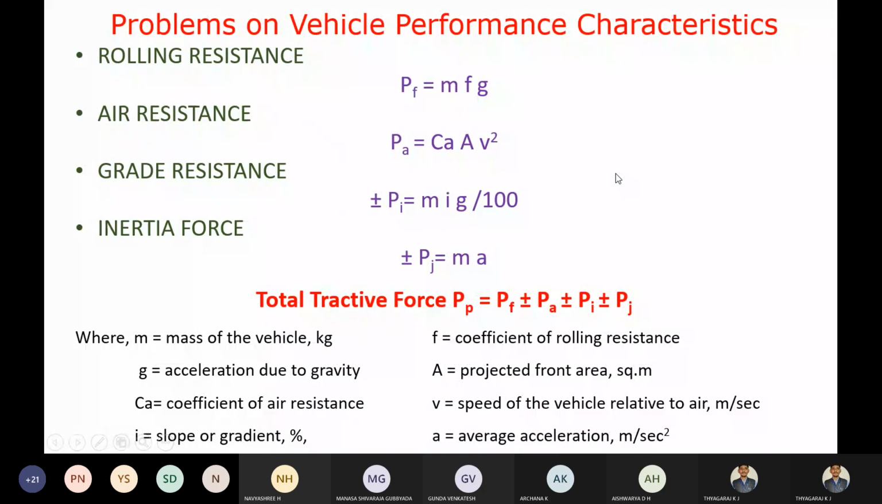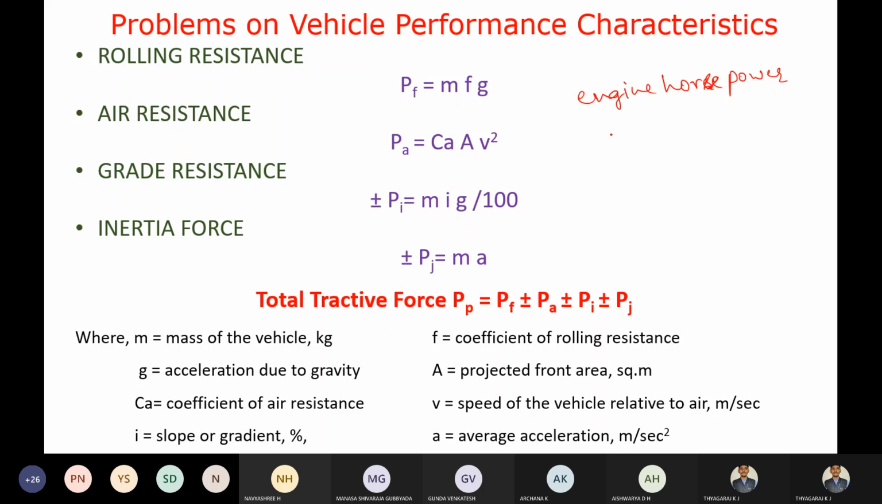Okay, let's start solving the problem. Before going to that, we have to note down some formulas which are useful for solving the problem. In the exam, if you go through the question papers, these were the questions they were asking: problems on vehicle performance characteristics, determining the engine horsepower.